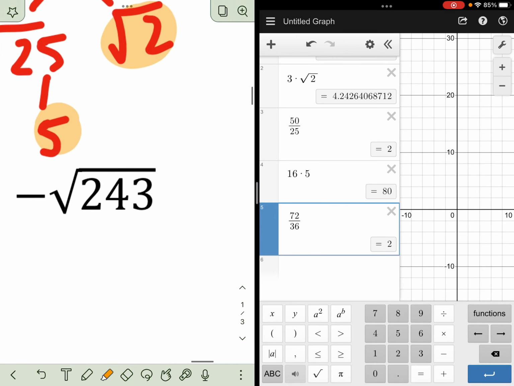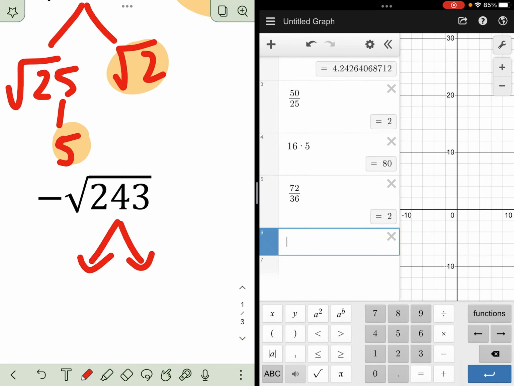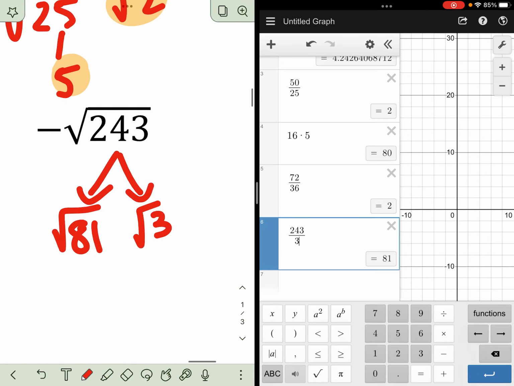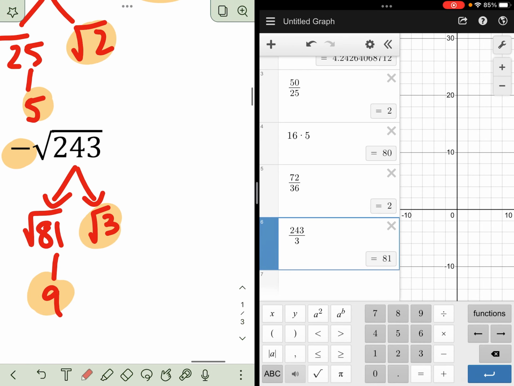Okay, number 6. Ooh, now we have this negative out front, so be careful of that. We're going to bring that down here as well momentarily. Okay, but for right now, 243. Well, 243 divisible by 3 is 81. So radical 81 is a perfect square, and it breaks down to 9. So we have 9 radical 3 that doesn't break down any further, and the negative symbol. So negative 9 radical 3 is equivalent to radical 243.